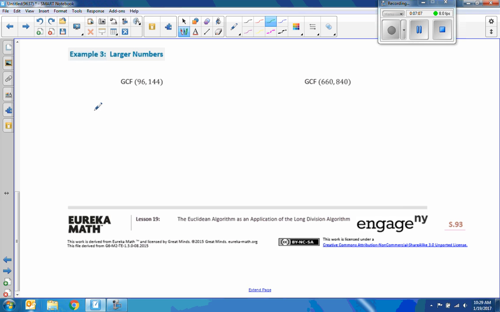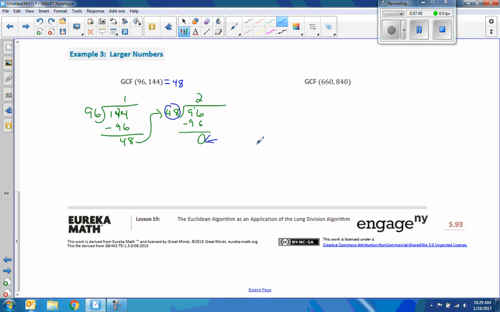Okay, so the greatest common factor of 96 and 144. Again, divide 144 by 96, and that's only going to be one time. 144 minus 96 is 48, that's our remainder. Do not continue. Our remainder is now our divisor, and the dividend is what our divisor was. 2 times 48 is 96, subtract, and I got my remainder of 0. So the GCF of 96 and 144 is my divisor, 48. Mind equals blown.